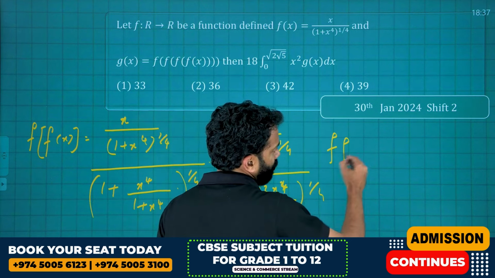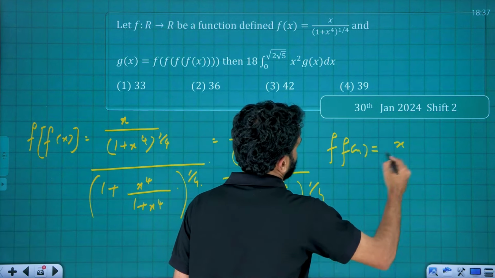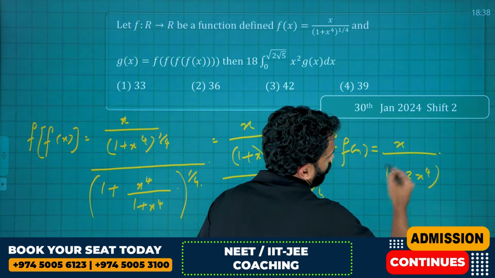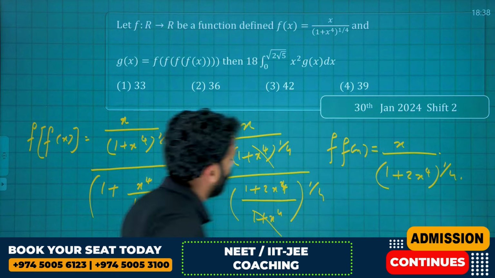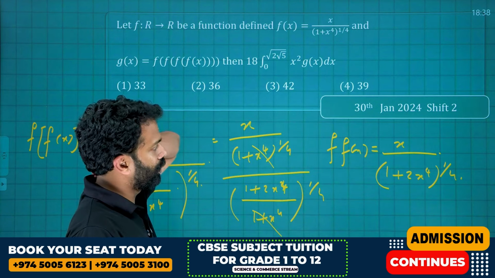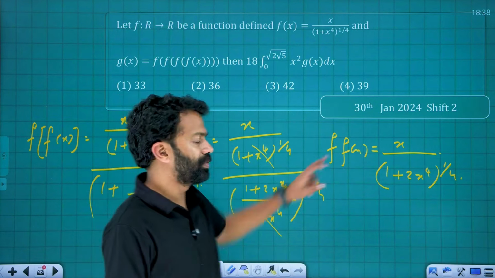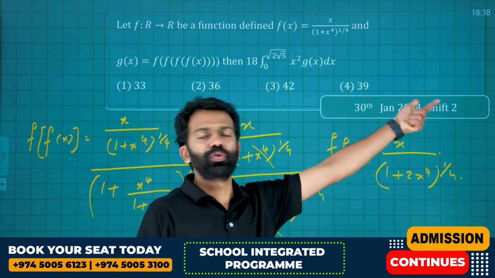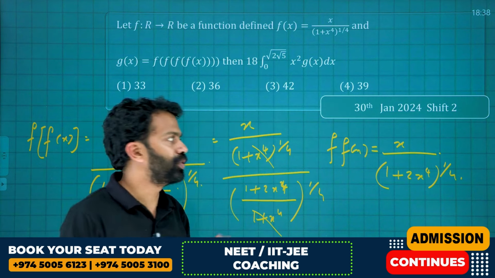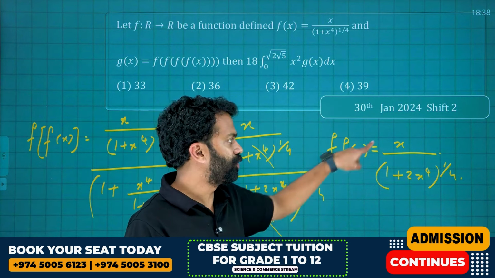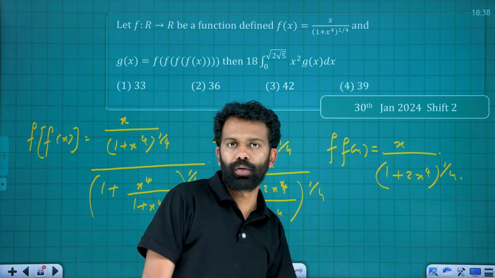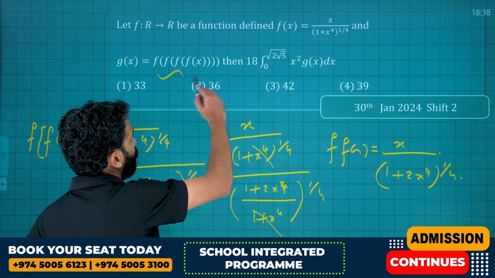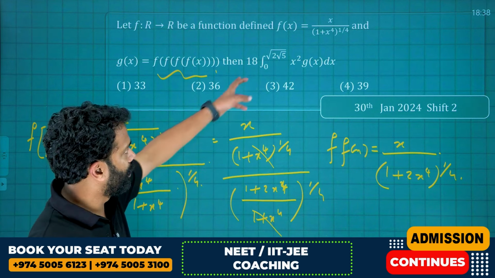I think we have found the pattern here. That is x by (1 plus 2x raised to 4) the whole raised to 1 by 4. So 2 times f of x. So 3 times it will be x by (1 plus 3x raised to 4) the whole raised to 1 by 4. 4 times it will be x by (1 plus 4x raised to 4) the whole raised to 1 by 4. Okay. So we have formulated g of x and we need to find the integral of this one.